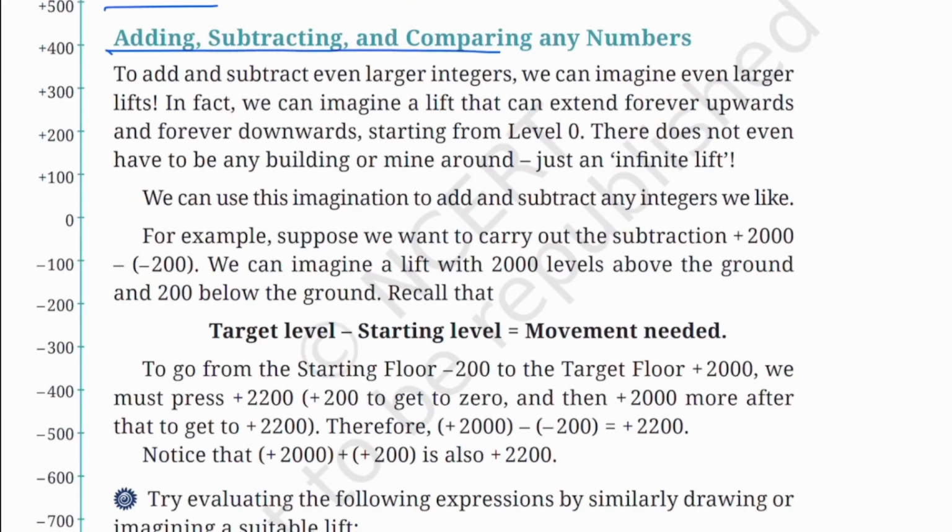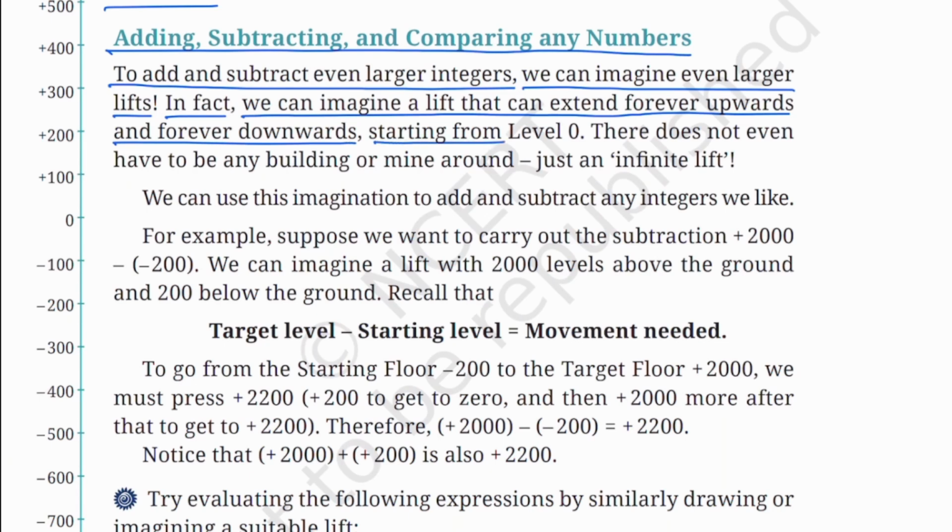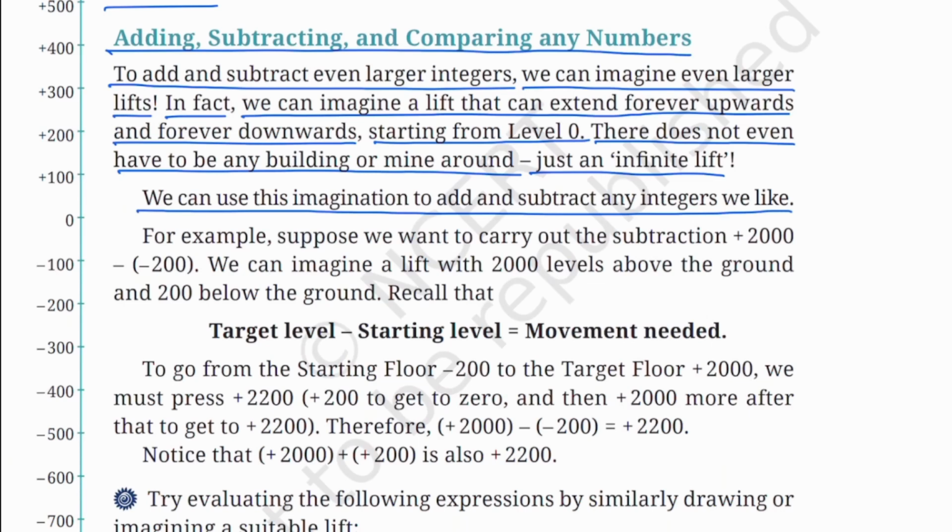Adding, subtracting, and comparing numbers. To add and subtract even larger integers, we can imagine even larger lifts. In fact, we can imagine a lift that can extend forever upwards and forever downwards, starting from level 0. There does not even have to be any building or mine around, just an infinite lift. We can use this imagination to add and subtract any integers we like.